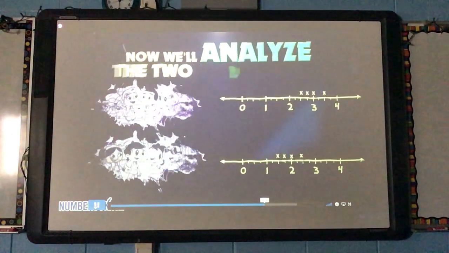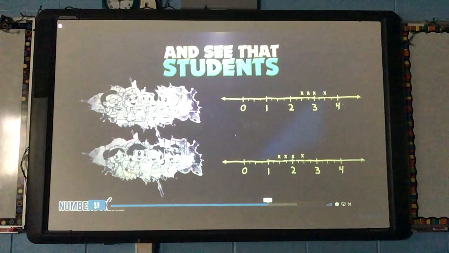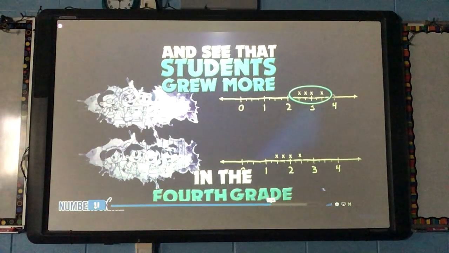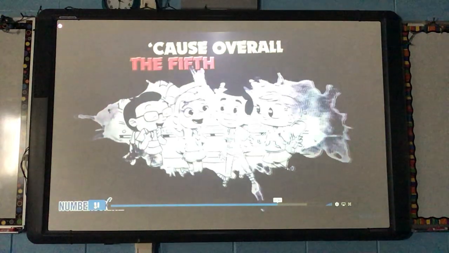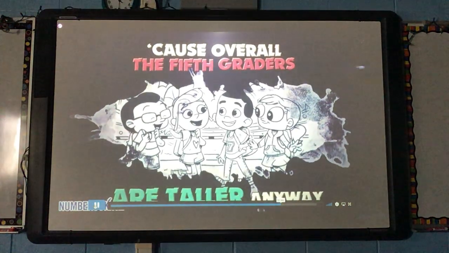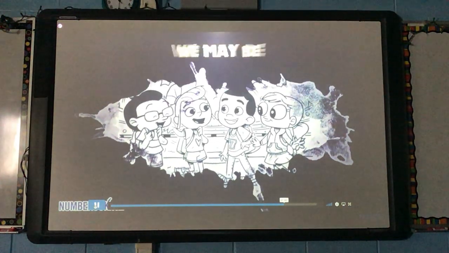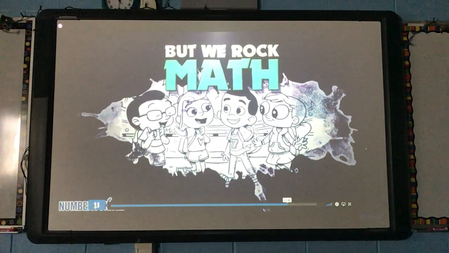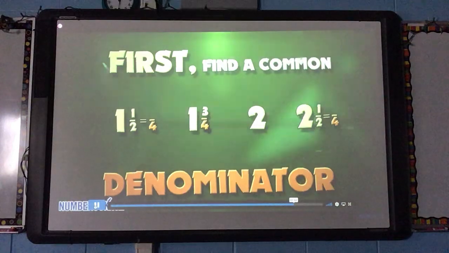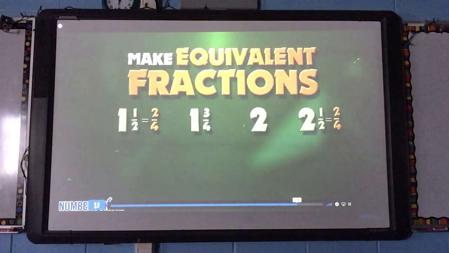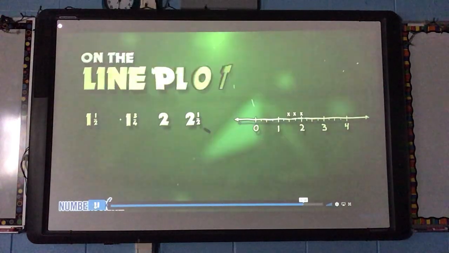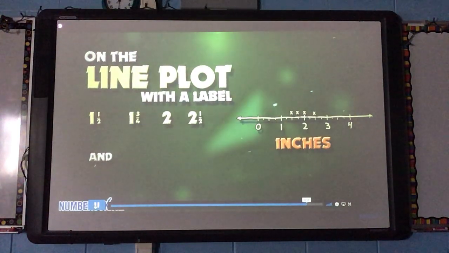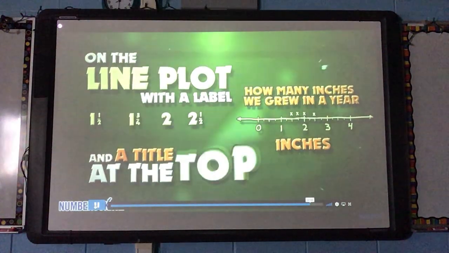Now we'll analyze the 2 line plots we made and see that students grew more in the 4th grade. The 5th graders grew less, but that was okay, cause overall the 5th graders are taller anyway. And we 4th graders don't care, we may be shorter, but we rock math every week of every quarter. Let's find a common denominator, make equivalent fractions for all the data. Plot what you got on the line plot with the label and the title at the top.